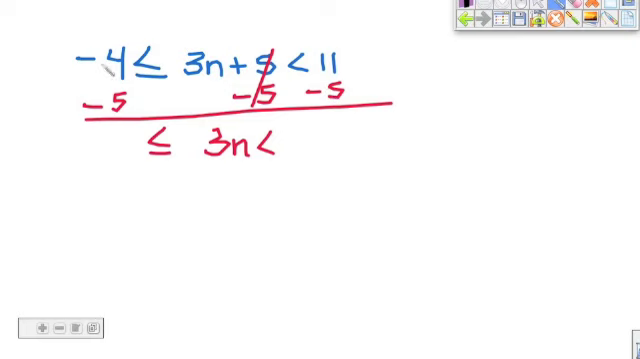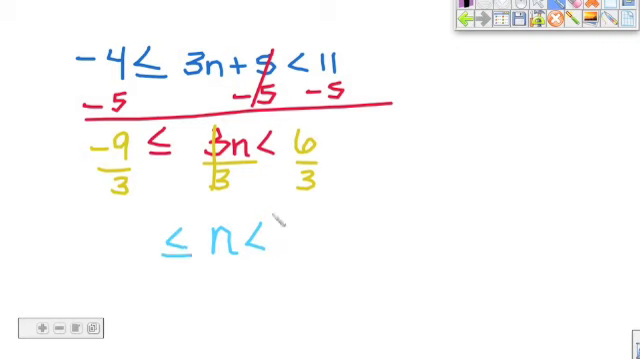All right, we have -4 minus 5 is going to give me a -9. 11 take away 5 is going to give me a positive 6. Divide by 3 to get that n by itself. Do that to all three parts. The 3's cancel, allowing the n to drop down. I divided by a positive, so I do not need to flip my inequality signs. 3 goes into 6 2 times. 3 goes into -9 -3 times.